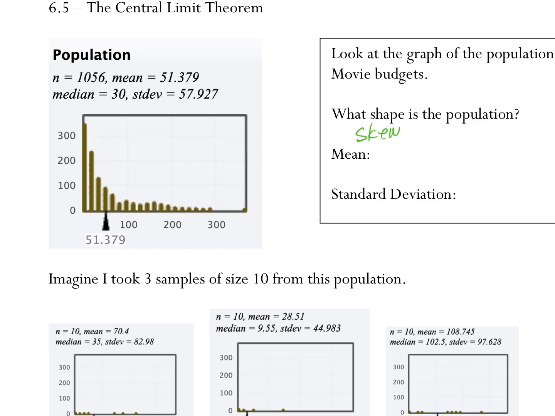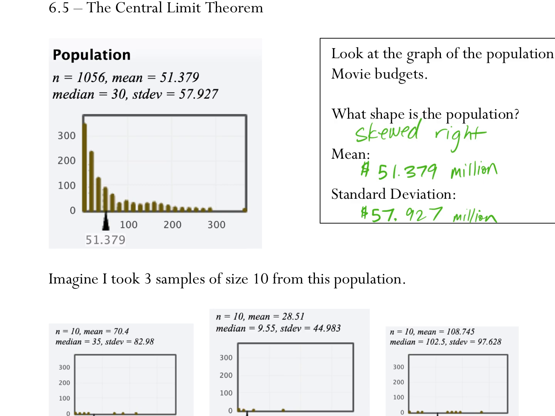Skewed right. In fact, pretty strongly skewed right. And from the summary up here, we can see that the mean is $51.379 million. These are in millions. And that the standard deviation is $57.927 million. Everybody good so far?